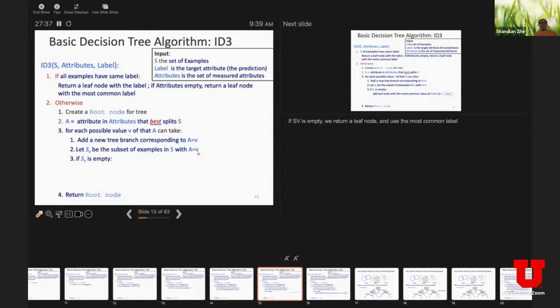If SV is empty, yes, we just mentioned, let us hold off this question. We're going to discuss it later. So now here comes some subtle thing, right? If SV is empty, what shall we do?